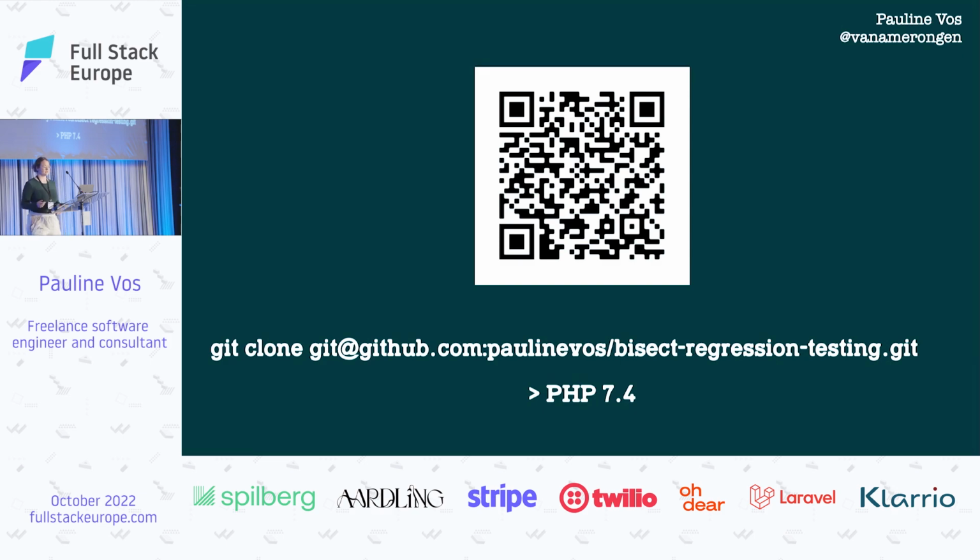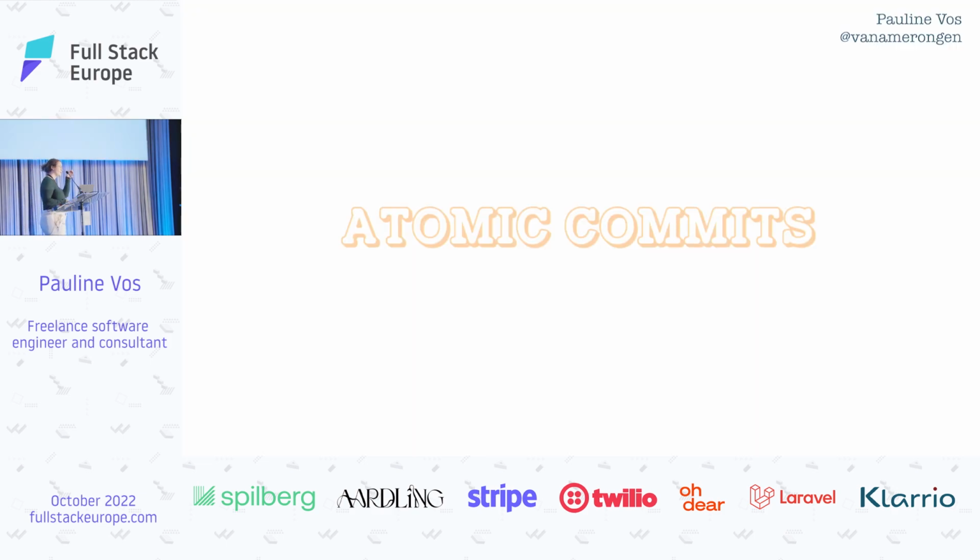Spoiler alert. So the foundation for all of this is going to be atomic commits. Who here knows about atomic commits, what they are? Okay, so a few hands. So atomic commits is basically the foundation of my first talk. I am very convinced of the benefits of atomic commits. It's a way of organizing your commits that will really help you a lot in your day-to-day work. So this is just a little bit of a recap.